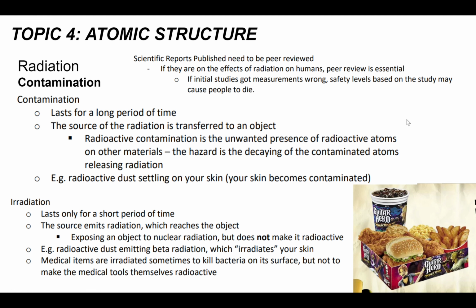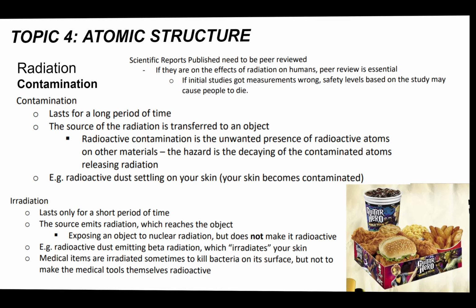Scientific reports published need to be peer-reviewed. If they are on the effects of radiation on humans, peer review is essential. If initial studies got measurements wrong, safety levels based on the study may cause people to die.